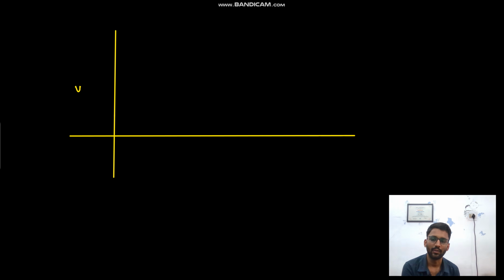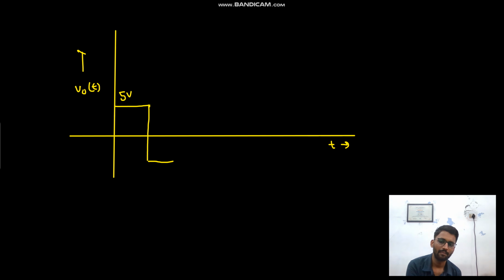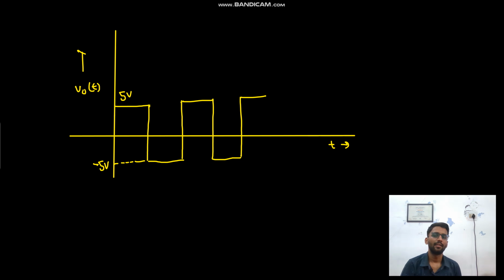So V naught of t at steady state will be 10 minus 5, that means 5 volt, then 0 minus 5, that means minus 5, then plus 5, minus 5, plus 5 and minus 5. So this will be the output waveform at steady state.